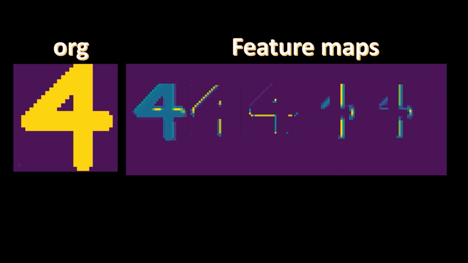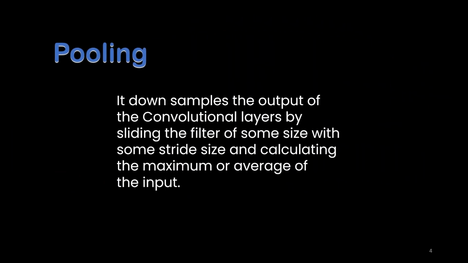So why do we even care about pooling? Because whenever we try to create huge CNN models, they tend to be highly complex in nature in terms of calculations. In order to reduce this computational complexity, we go for pooling, which reduces the dimensionality of feature maps. Pooling downsamples the output of the convolutional layers by sliding a filter of some size with some stride size and calculating the maximum or average of values in the filter.